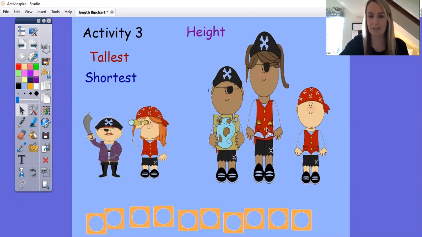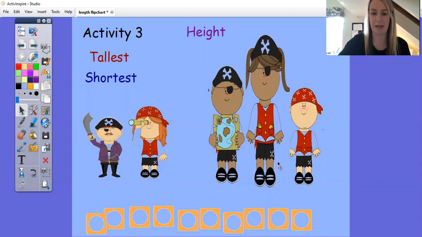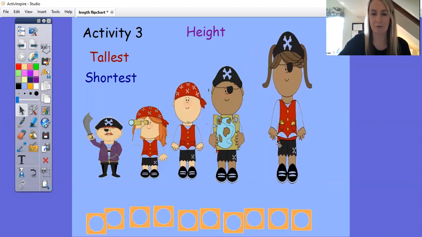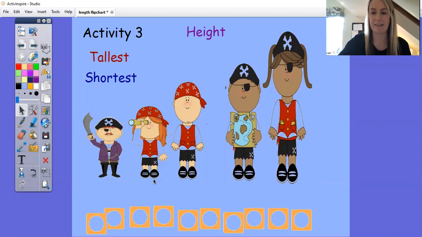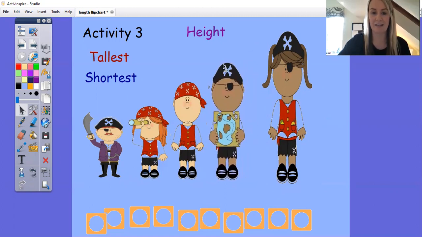Let's see. Well, she looks very tall. She's got much more of a distance from her toes to her hat. So she must be tall. This one over here, he looks shorter, he looks smaller. I'm going to try and put him next to my other pirate over here, making sure their feet are at the same space if they're all stood on the same surface. Yeah, he is taller than the pirate before. He's got a bigger distance from the bottom of his foot to the top of his head.